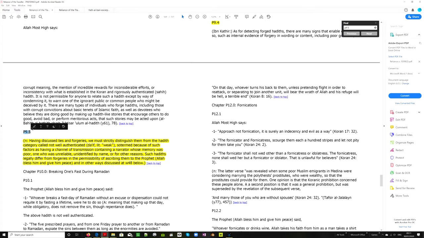Let's look at section P9.5. "Having discussed lies and forgeries, we must strictly distinguish them from the hadith category called not well authenticated, or da'if, literally meaning weak. So termed because of such factors as having a channel of transmission containing a narrator whose memory was poor, one who was unreliable, unidentified by name, or for other reasons. Such hadiths legally differ from forgeries in the permissibility of ascribing them to the Prophet, and in other ways discussed at W48 below." We must note that words like permissibility are legal terms in the Sharia.